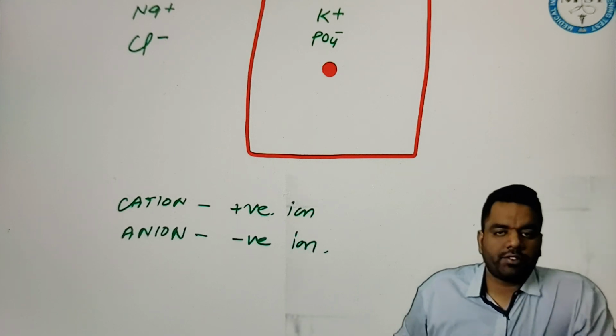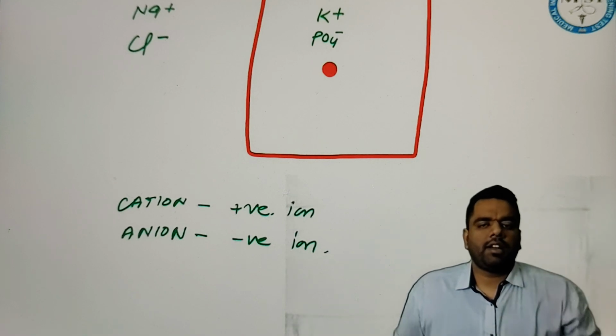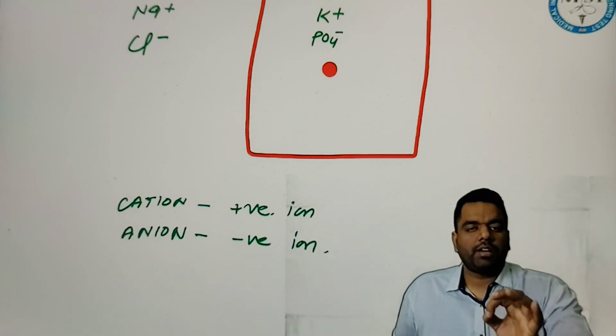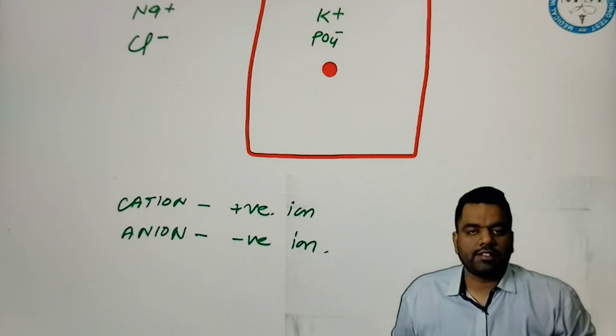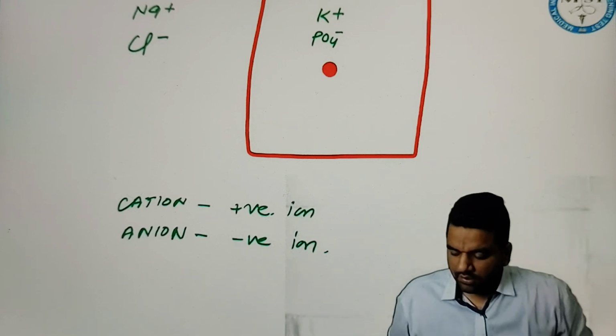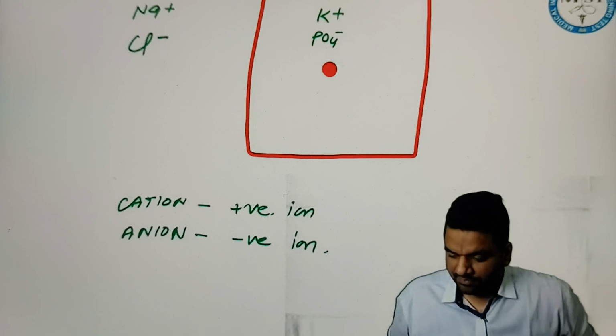So now the first question comes. First of all, please pay attention. This single line question is asked multiple times in your exam. What is the most abundant intracellular cation? Please answer me. What is the most abundant intracellular cation?